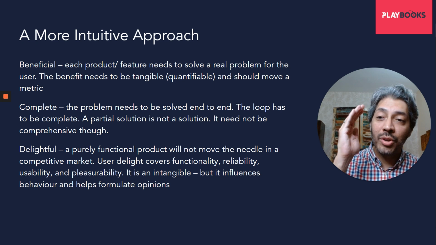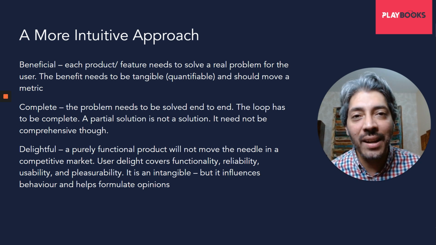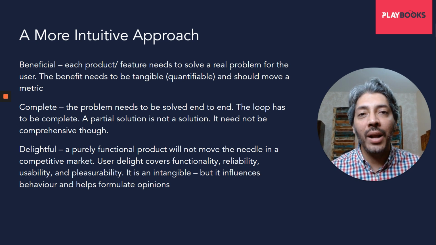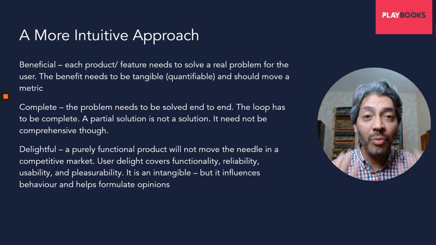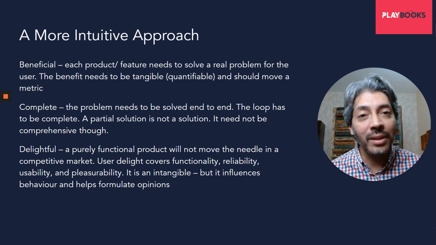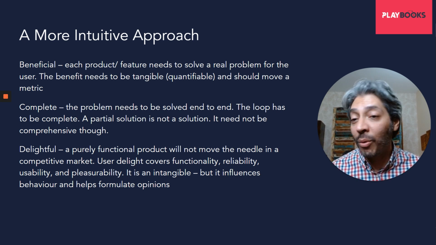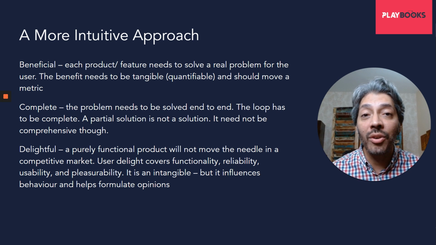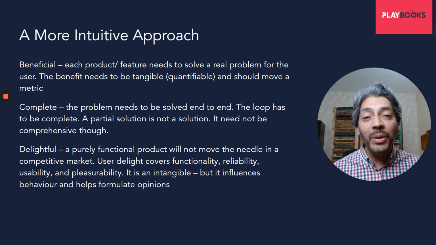So make products which are beneficial, complete, and delightful, and that should be the first version of the product that you put out. And that perhaps is a different framing, a different way of looking at the MVP philosophy, because the MVP philosophy is phenomenal, and that's the right way of approaching things, but we seem to have corrupted it. And hopefully this is one lens through which you can look at the MVP philosophy and try and build better products.